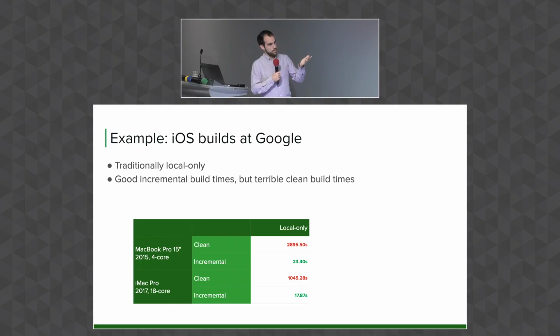You can see that incremental build times, and those were computed by touching just one of the leaf source files that I was showing you earlier in the introduction, are pretty good. I mean, 17, 20 seconds are not great, but they are not terrible either. But clean build times are just awful, right? You have to wait almost an hour to build your app on your laptop and 20 minutes on a very powerful machine. That's not great.